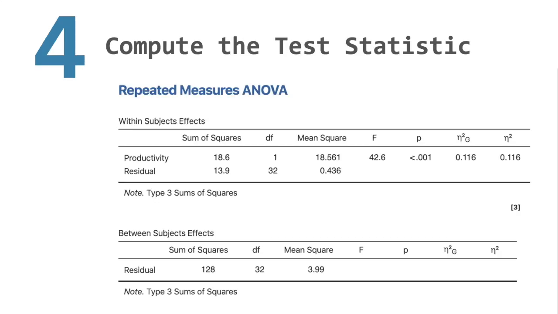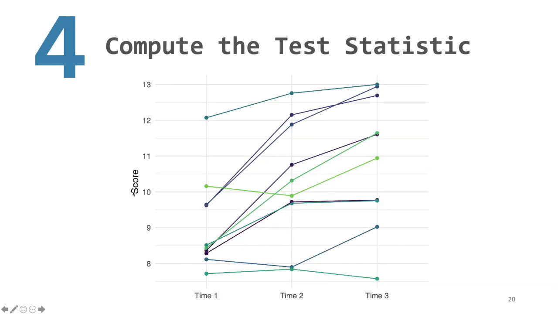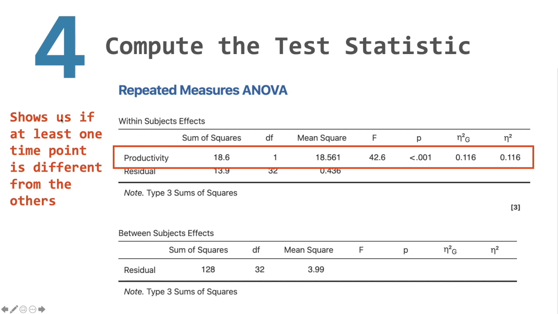The next step is computing the test statistic. So this is output from Jamovi. Right here, we have the line that is most important for us to analyze. This line and this line are just different versions of the residual. But this line is going to tell us if at least one of the time points is different from the others. And here we get a p-value that's really small, so we're saying, yes, it looks like the mean of one of the time points at least is different than another time point.